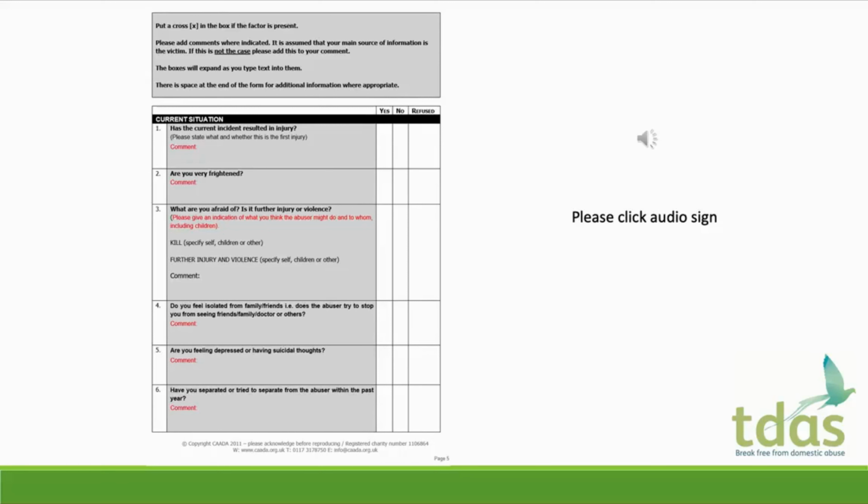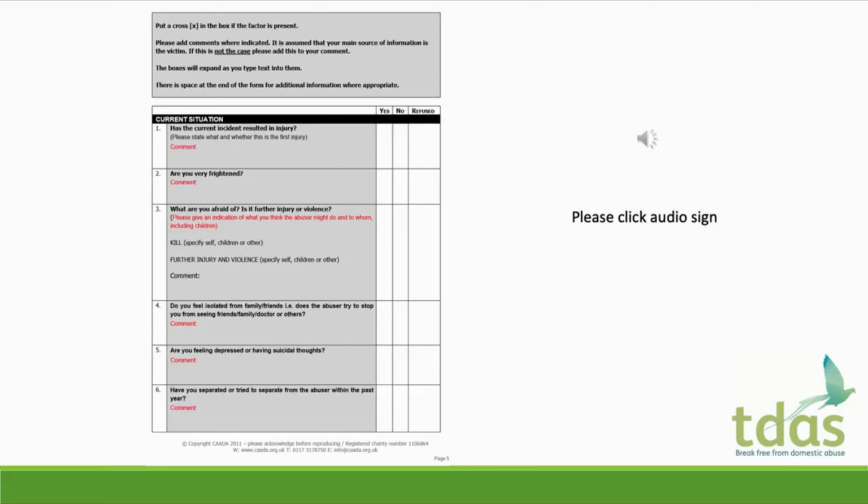Question 2 asks, are you very frightened? You can answer yes or no for this question. There is space for an explanation in question 3. Question 3 asks, what is the victim afraid of? Is it further injury or violence? Do they feel the abuser might kill them, themselves, or children or other people? Are they afraid of further injury or violence?